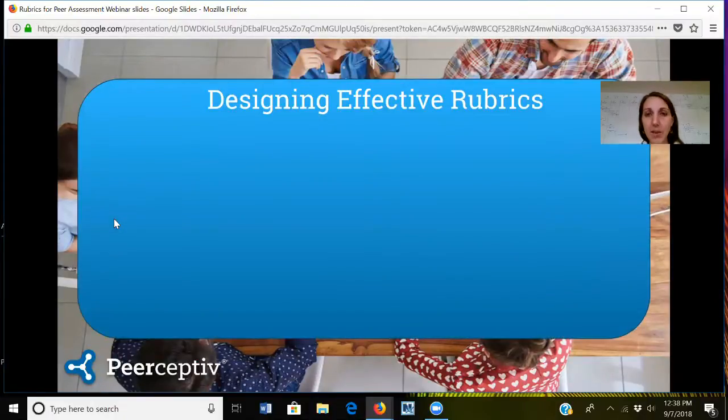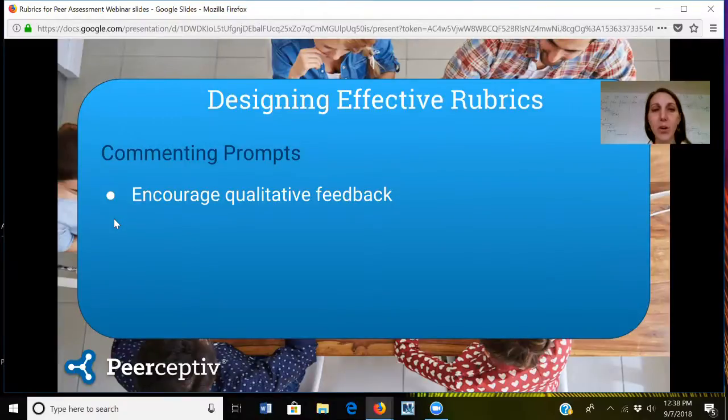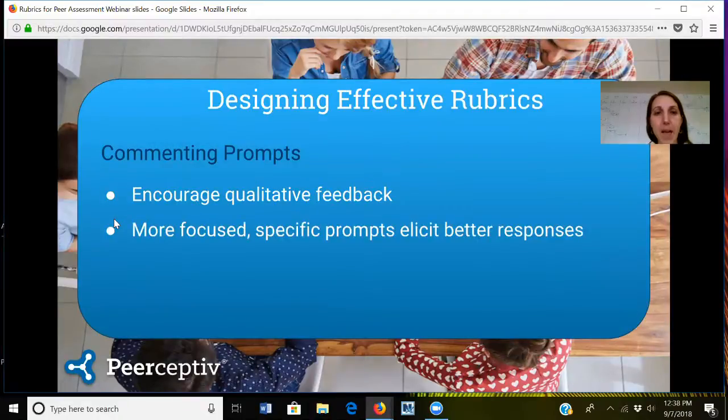So when you're designing effective rubrics in Perceptive, there are commenting prompts and rating prompts. First, we'll talk about commenting prompts. Commenting prompts encourage qualitative feedback. This is your chance for students to write about what they read. And we found, and the research has shown, that more focused, specific prompts elicit better responses.